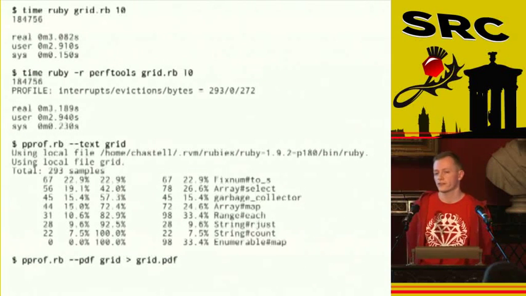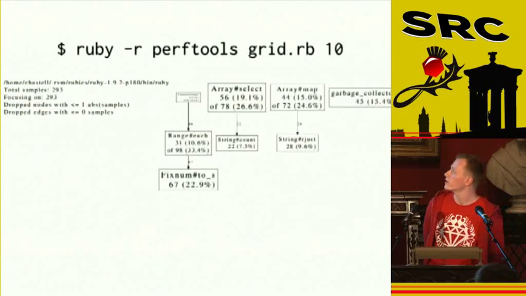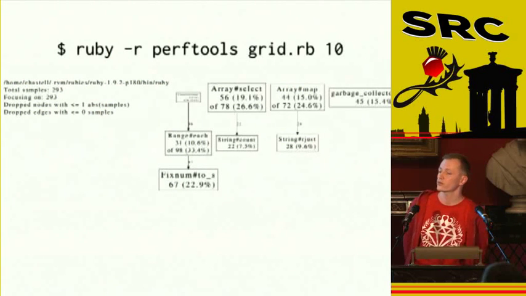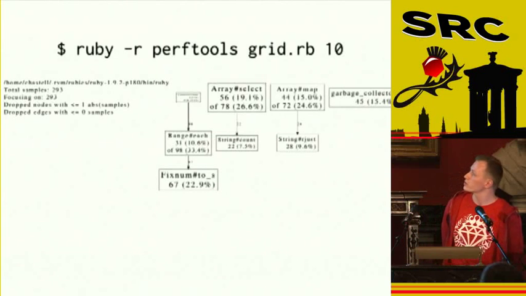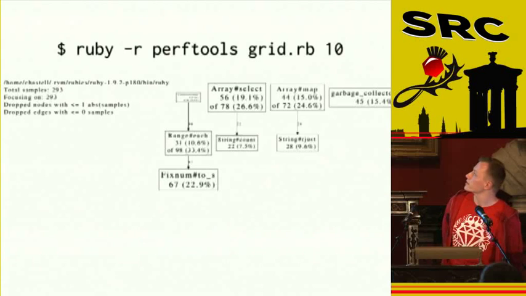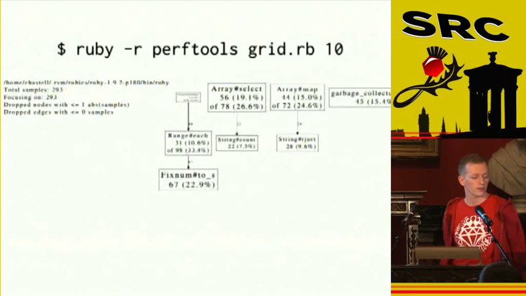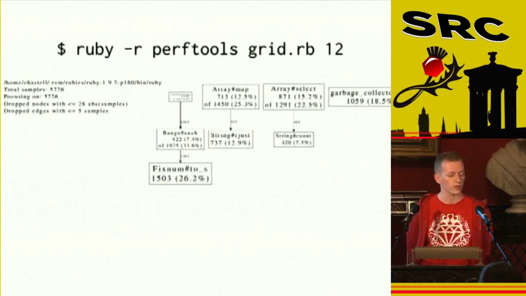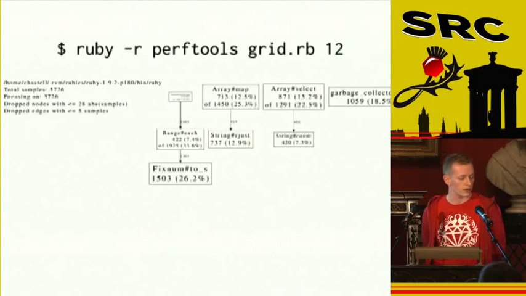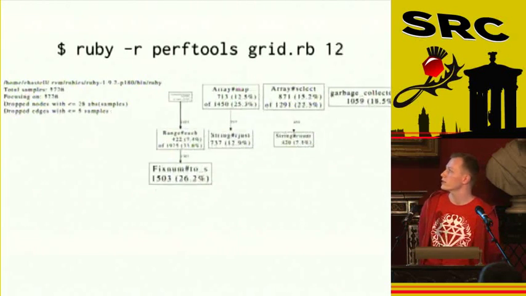But the coolest thing about perftools.rb is that you can get a PDF graph of how your program runs. And it shows you, by the size of the boxes, that we spent 23% of time in to_s, 27% in array select, 25% in array map, and so on, and 15% in garbage collector. We can do the same for grid 10 by 10, 11 by 11, 12 by 12. These runs are longer and longer, but you can see that the profiles look quite similar.